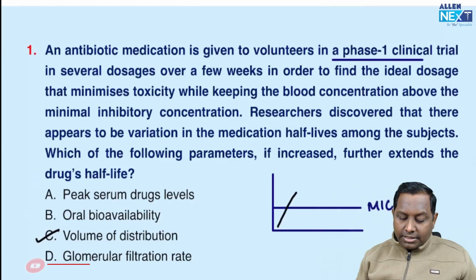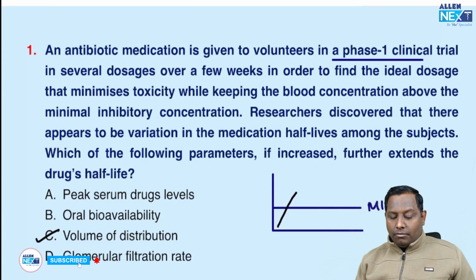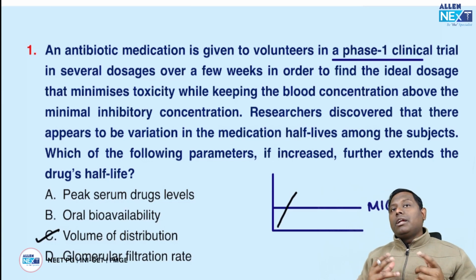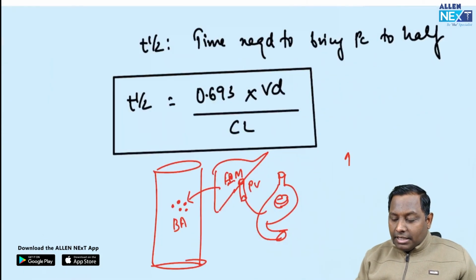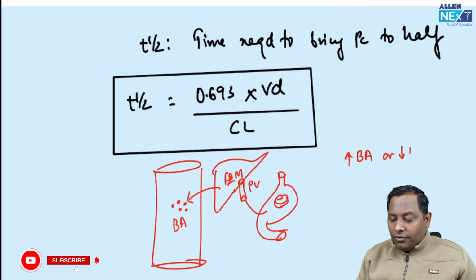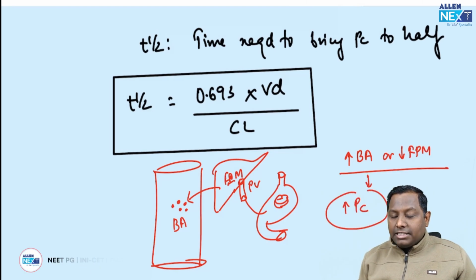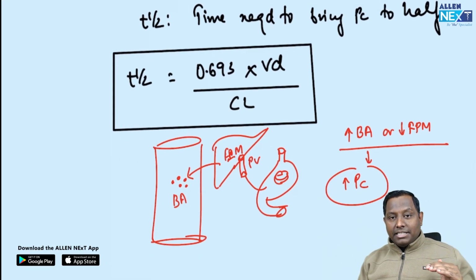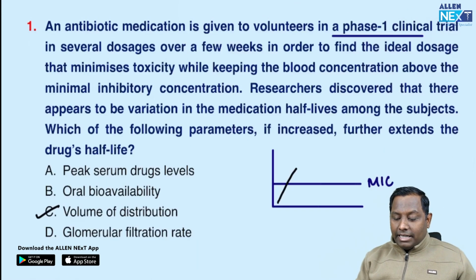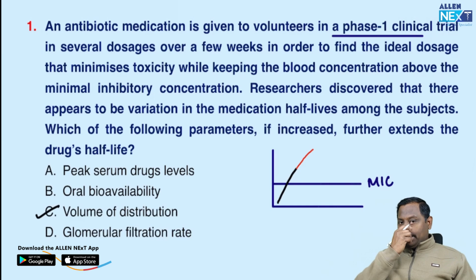Now let's read option B, oral bioavailability. If the bioavailability increases, will it affect the half-life? The answer is no. If there is an increase in bioavailability, or a decrease in first pass metabolism, it can increase the plasma concentration. It can decide how far above the minimum inhibitory concentration the level goes. It can go further up, but it will not decide the half-life.